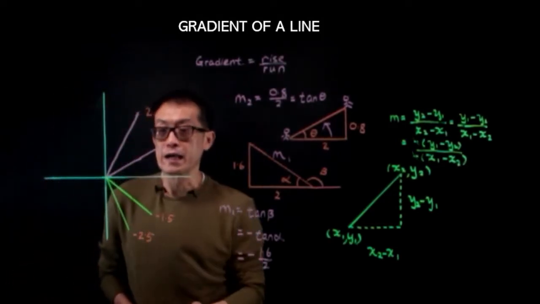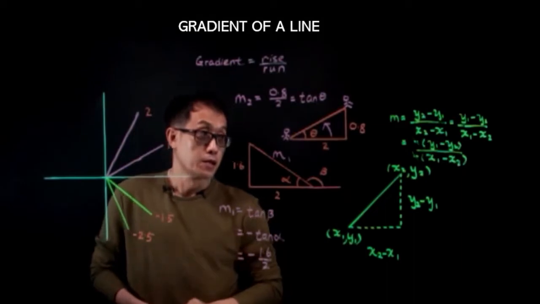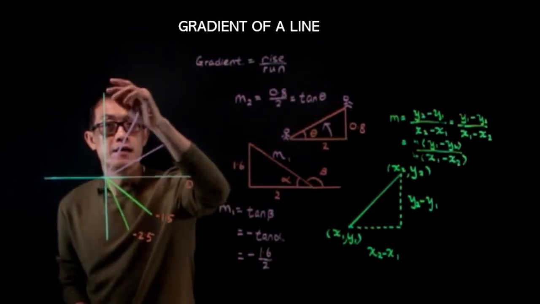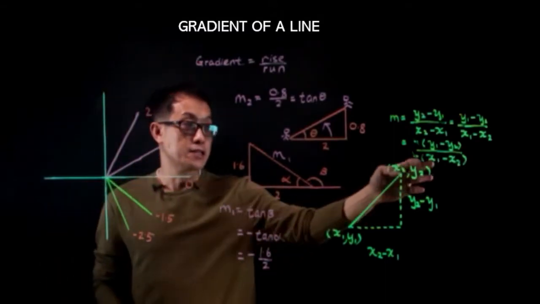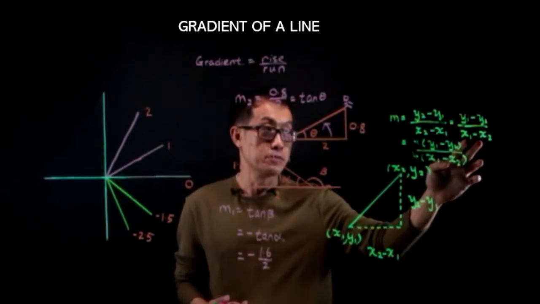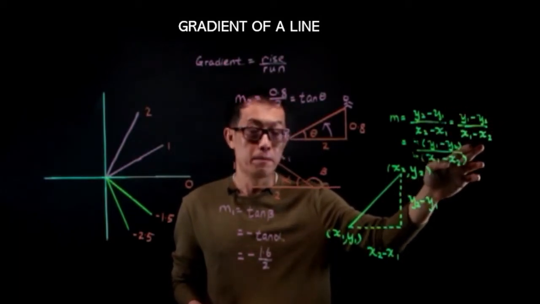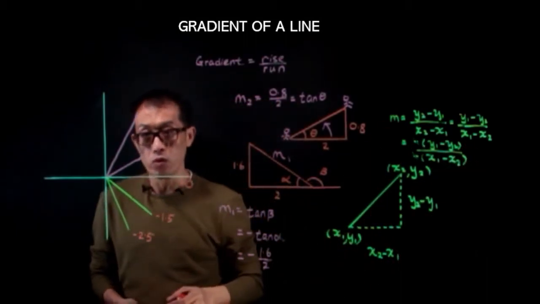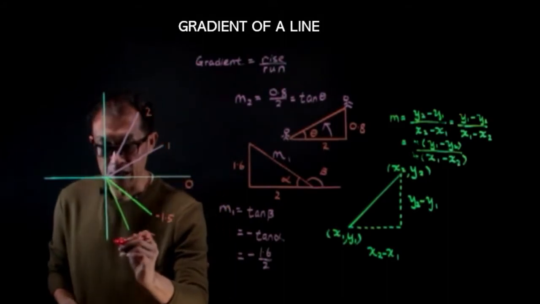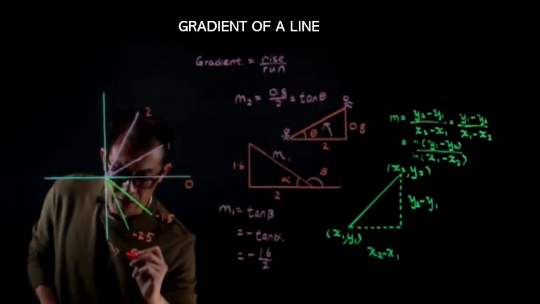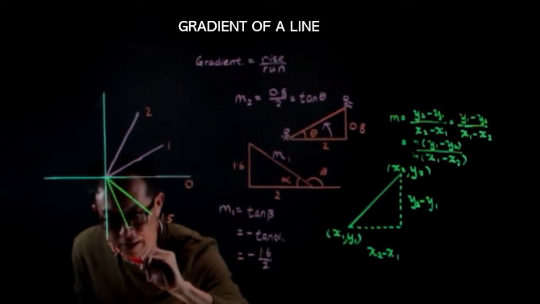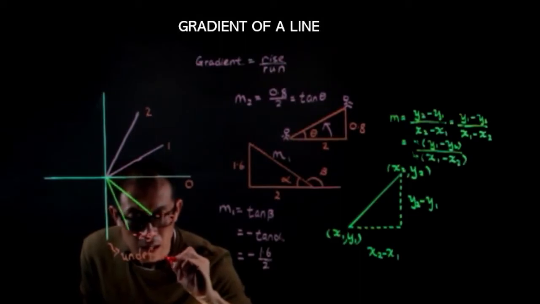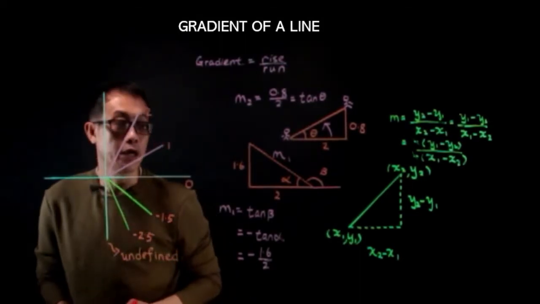Now, how about a vertical line? We come back to this formula. For a vertical line, the x coordinate is the same. So it is the difference in y divided by 0. Something divided by 0 is undefined. So for a vertical line, the gradient is undefined.